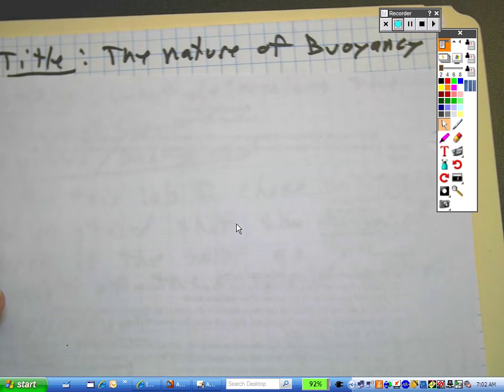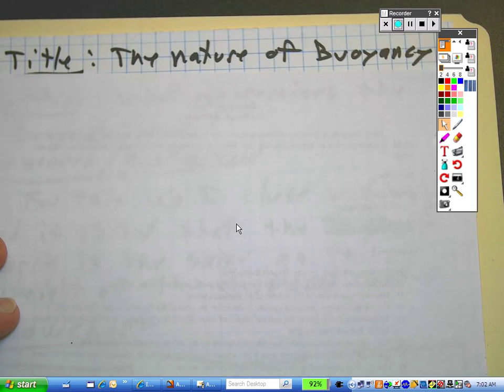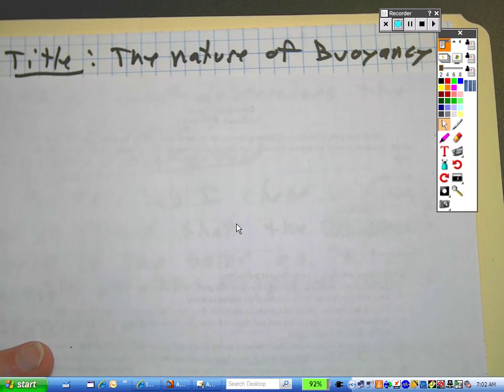But now, we're going to talk about how to do the pre-lab. Hopefully, every pre-lab will take no more than about 10 to 15 minutes. So here's the first part. Simply from the sheet that I gave you, you can write down that the title is The Nature of Buoyancy. Then after that comes the question.